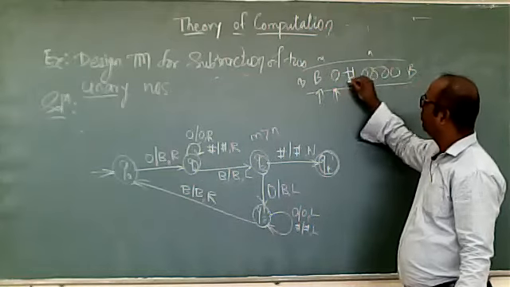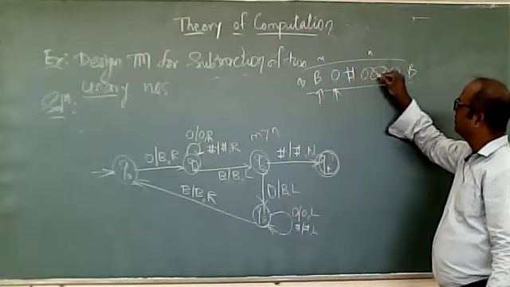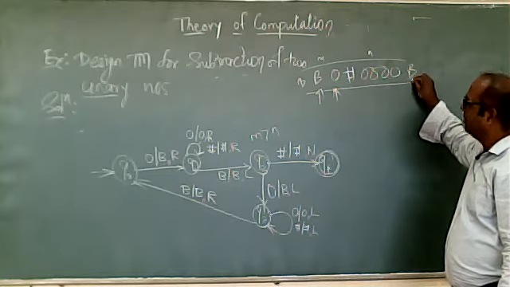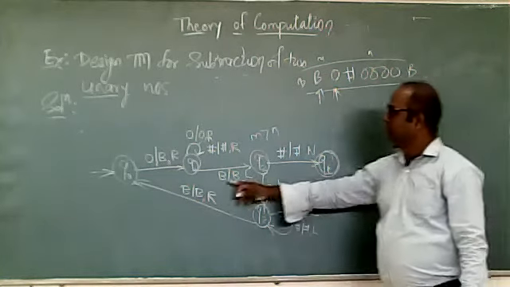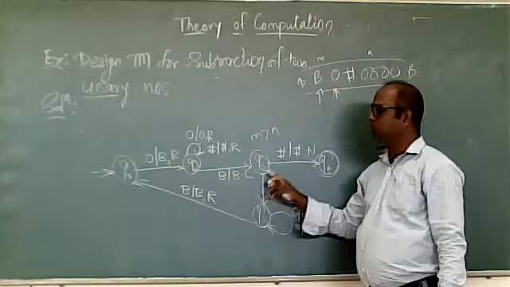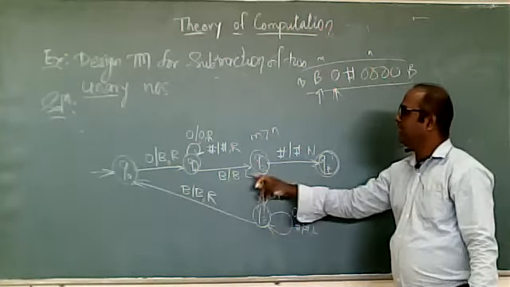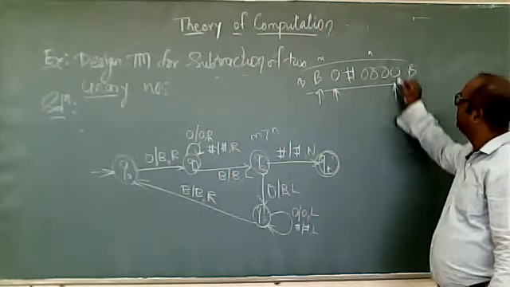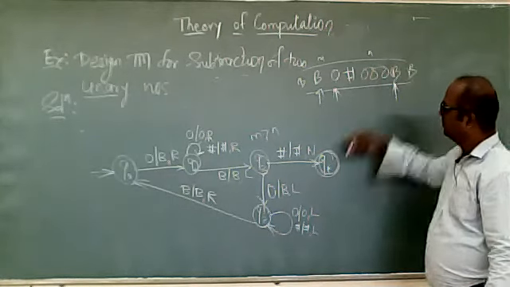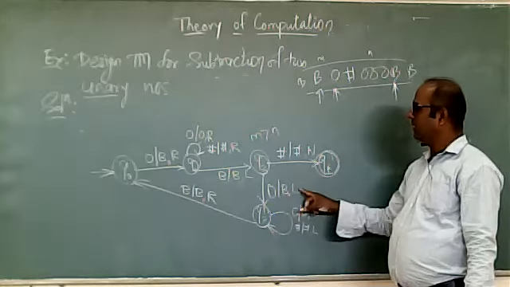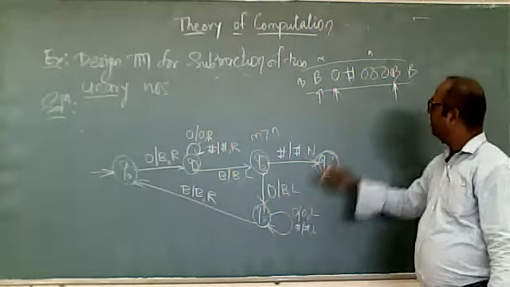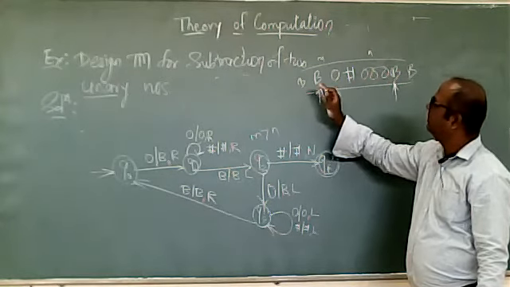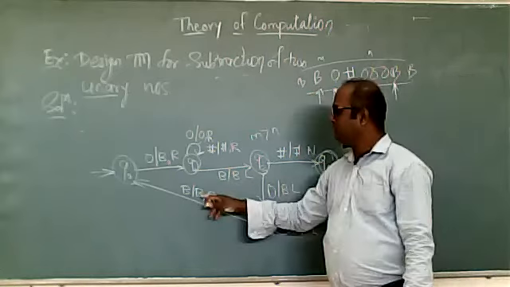Q1. Skip 0. Q1. Skip hash. Q1. Skip 0, skip 0, skip 0, skip 0. Q1. If we get this blank, we come to Q2. Now Q2, blank, blank and left. This is what Q2 is saying. Make this a blank then. Q3, 0, blank, left. Again, skip everything. Blank as it is, right.